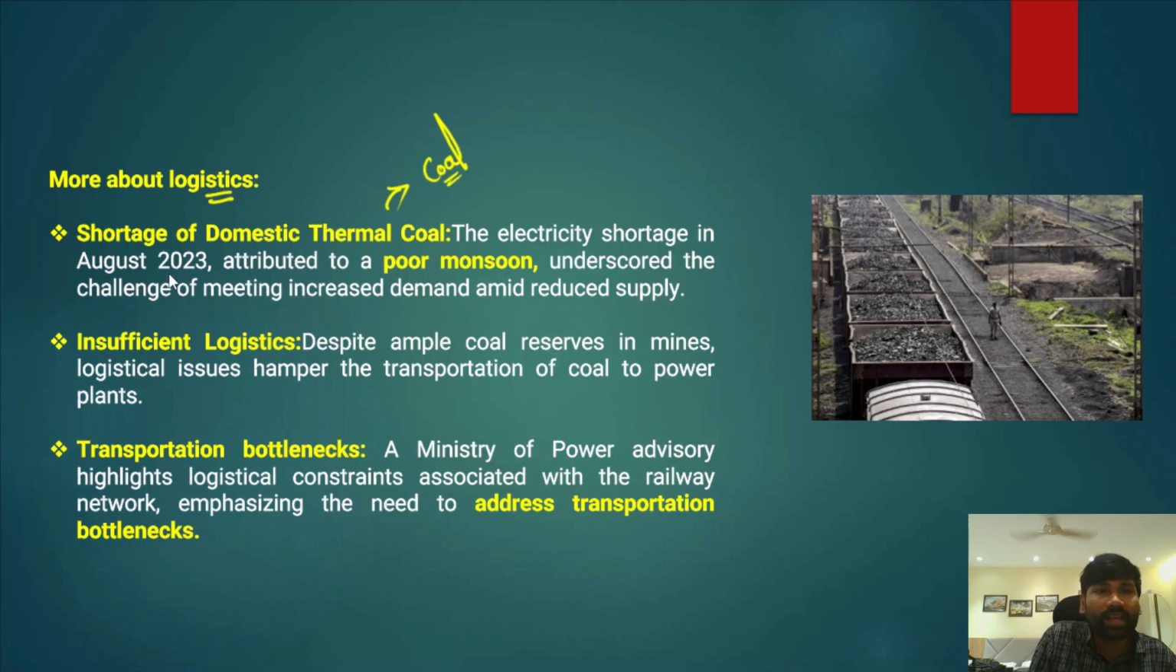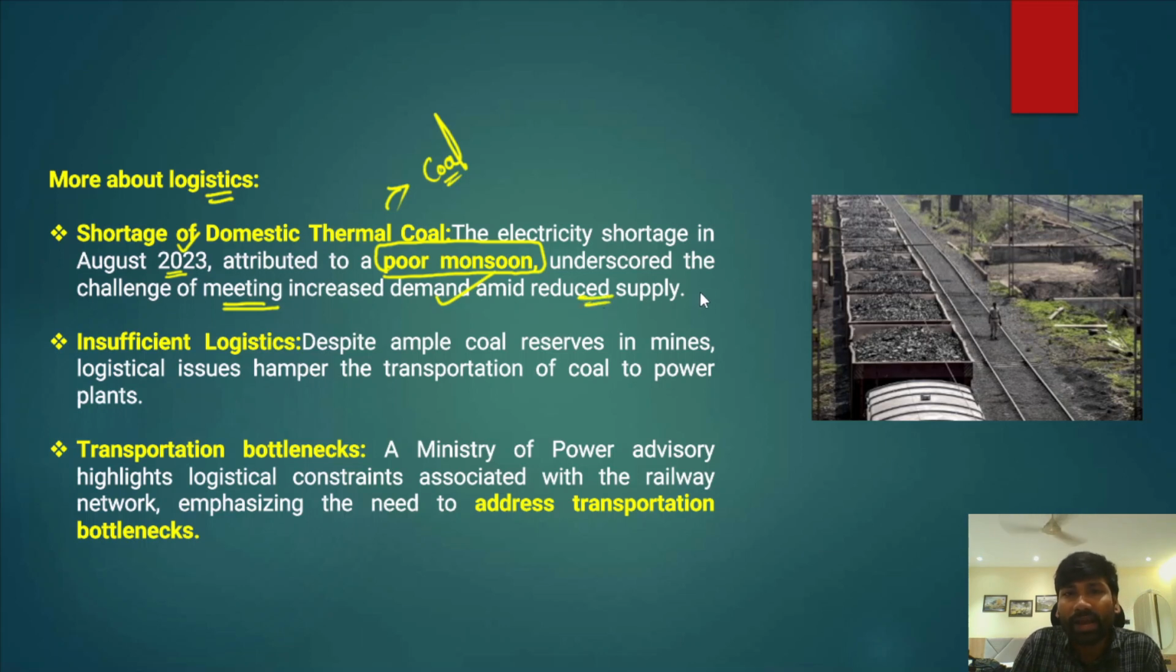Now if you look at the electricity shortage that took place in August 2023, we faced a massive electricity shortage, and that massive shortage is attributed to poor monsoon, which has underscored the challenges in meeting the increased demand amid reduced supply.